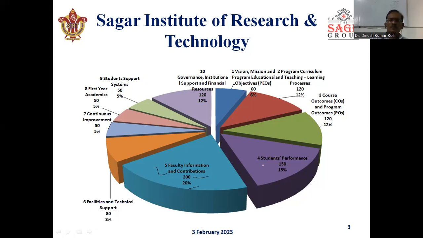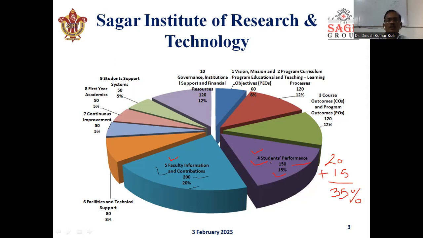Then student performance covers 150 marks, and it is 15%. So if we add these two criteria, criteria 4 plus criteria 5, that is 20 plus 15, in total it covers 35% of the total marks. So only criteria 4 and 5, student performance as well as faculty contribution.